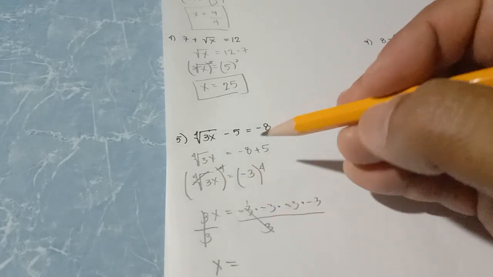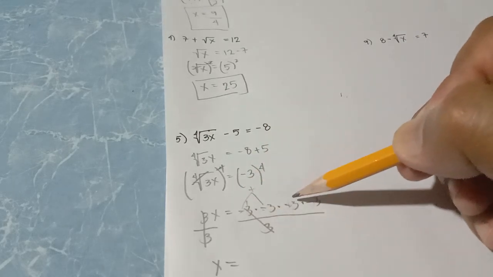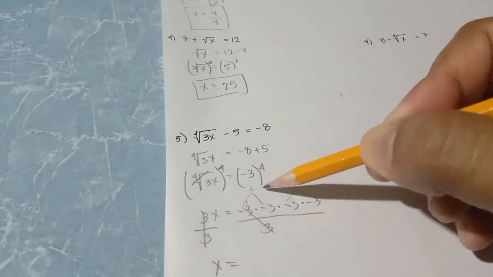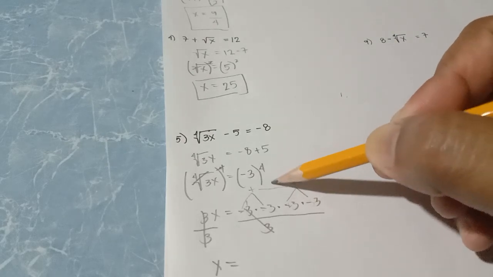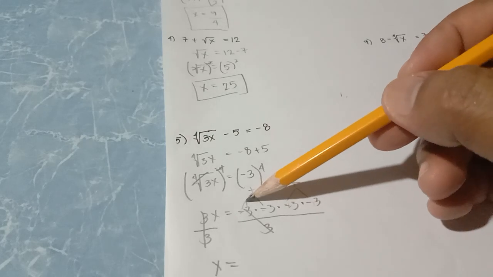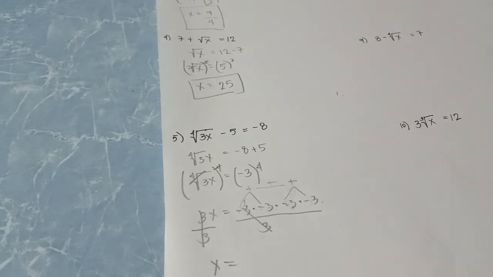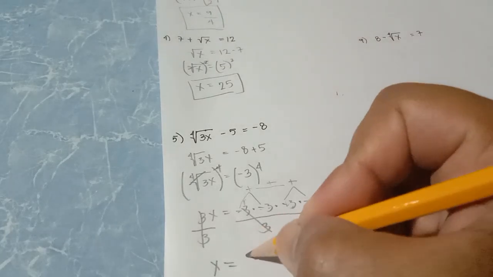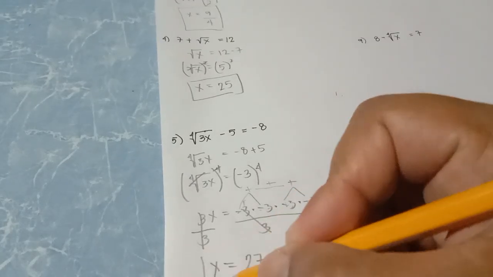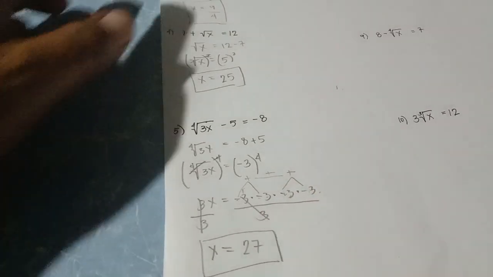Tama? Okay. Para mas maintindihan, tingnan na itong gagawin. Negative times negative, positive. Negative times negative, positive. And positive times positive, so syempre positive yan. Okay? Multiply. So ito yung 1, bali wala na. 3 times 3 is 9. Times 3 is 27. Okay, positive 27.